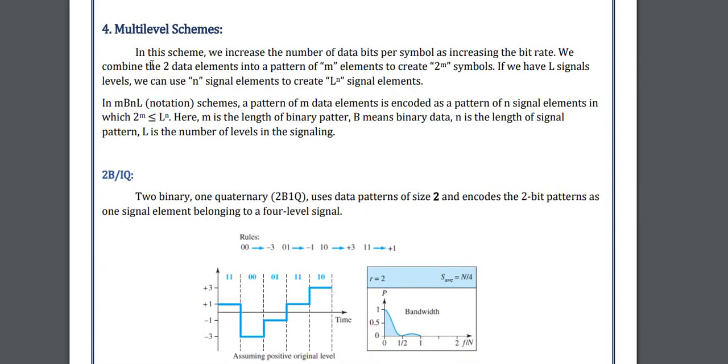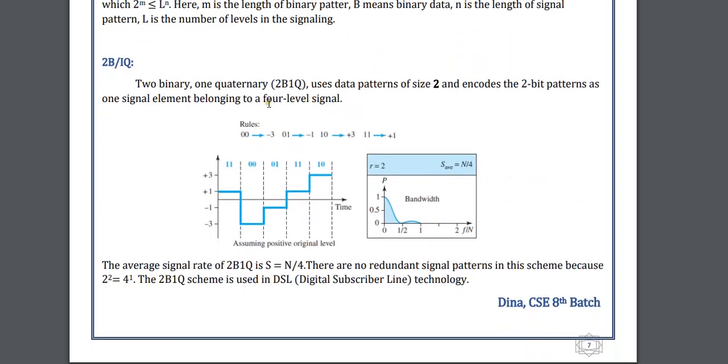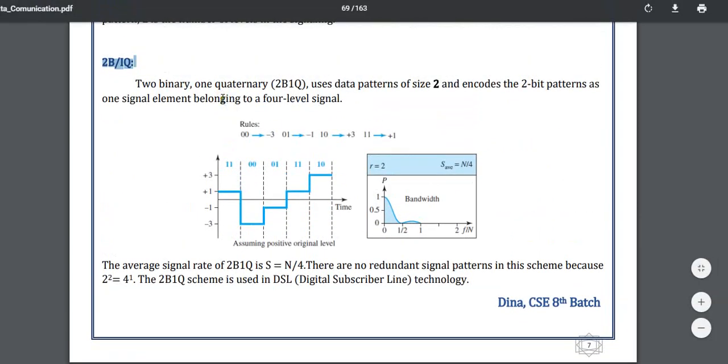Multilevel schemes. In this scheme, we increase the number of data bits per symbol by increasing bit rates. We combine the data elements into patterns like m elements to create 2 to the power m symbols. Here we have 2B1Q, 2 binary and 1 quaternary, which uses the data pattern size 2 and encodes the 2-bit pattern as one signal element belonging to a 4-level signal.